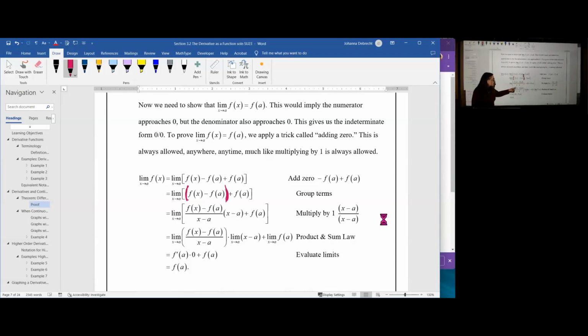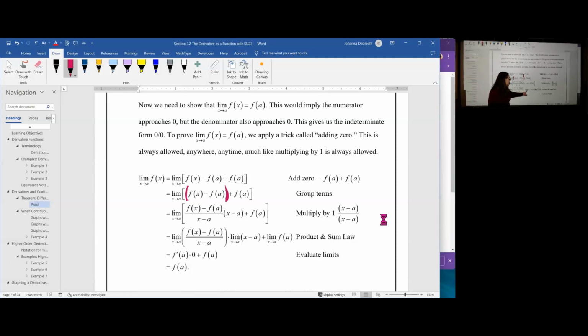Now, I know that the limit as x approaches a of f of a is just f of a because it's a constant. I know what a is. On this part right here, I know what this first limit is. It's the derivative at a. I replace that part with f prime of a.